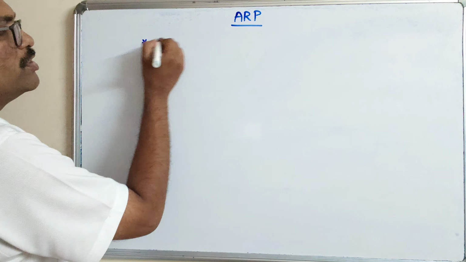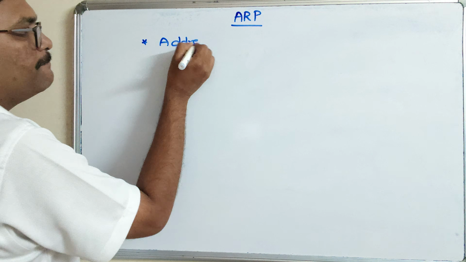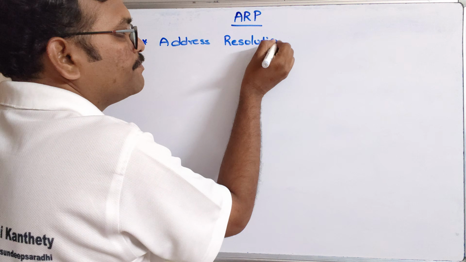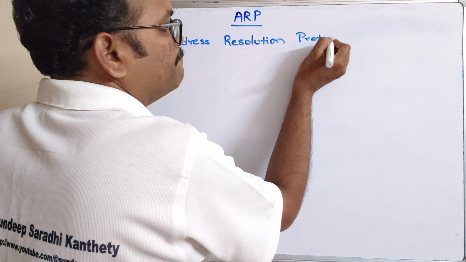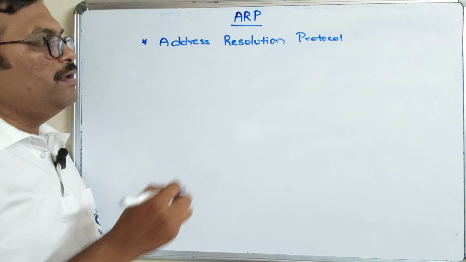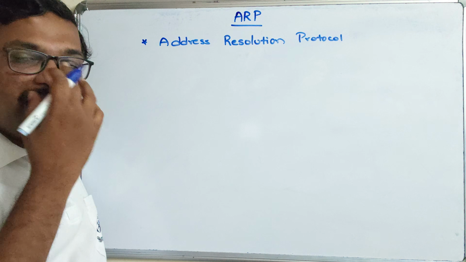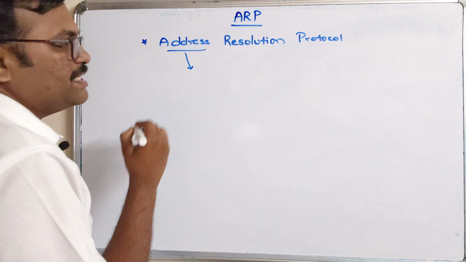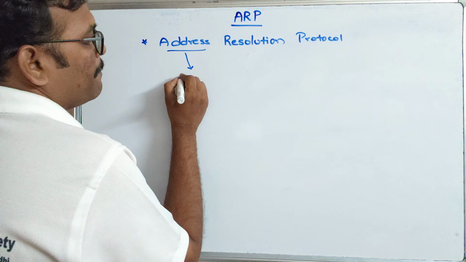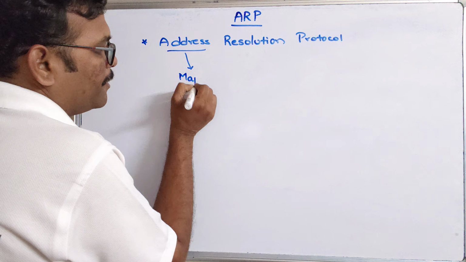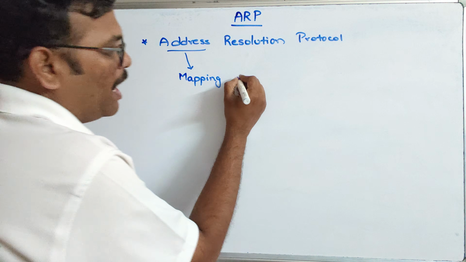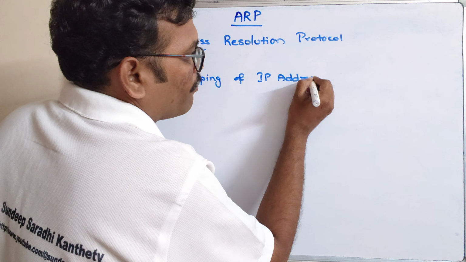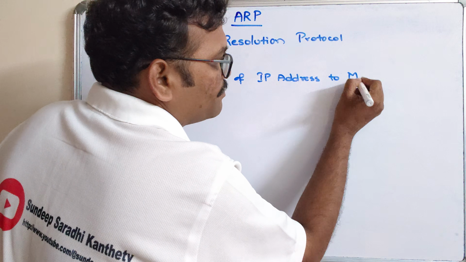ARP stands for address resolution protocol. Here the name itself indicates address resolution, so an address should be changed. What kind of address? This address resolution means mapping of IP address to MAC address.